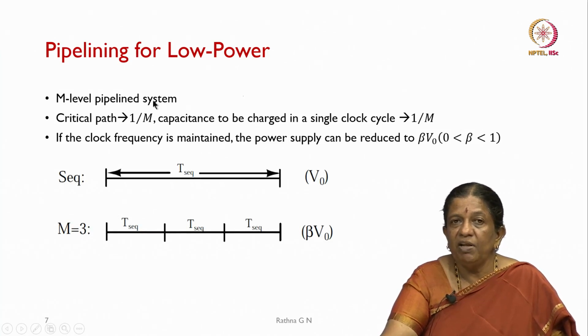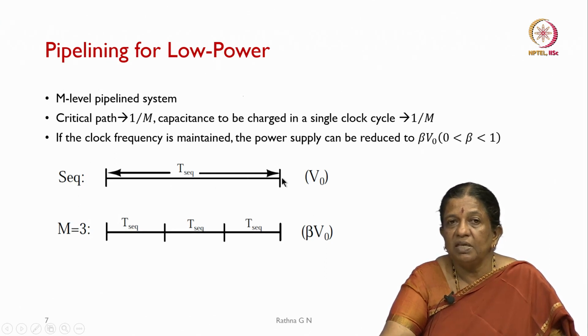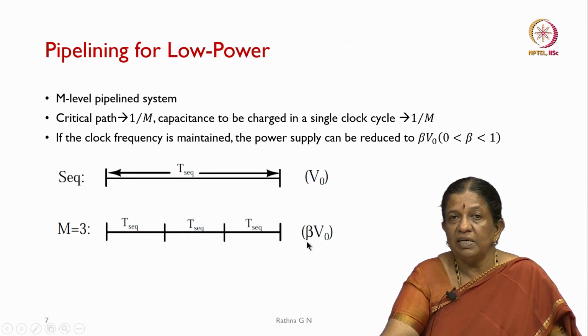We say it is an M-level pipeline system, the critical path is 1 by M. So the capacitance to be charged in a single clock cycle becomes 1 by M. As you are seeing in the sequential case, I have to charge this capacitor in T sequential, whereas in the pipeline, if I assume M is equal to 3, then the time is going to be reduced. Basically we call that beta into V naught. Initially it was V naught and we will assume beta into V naught.